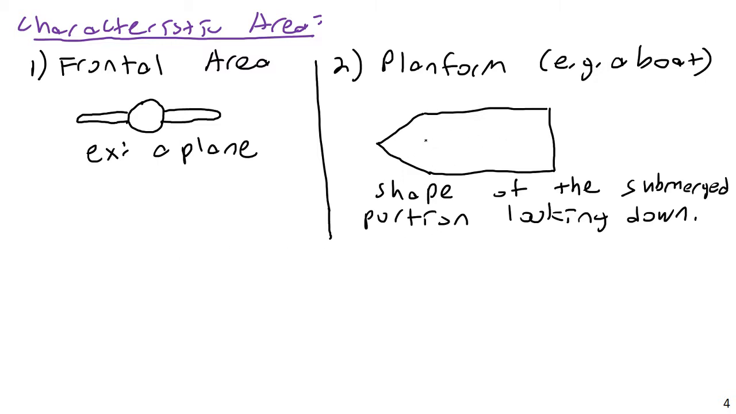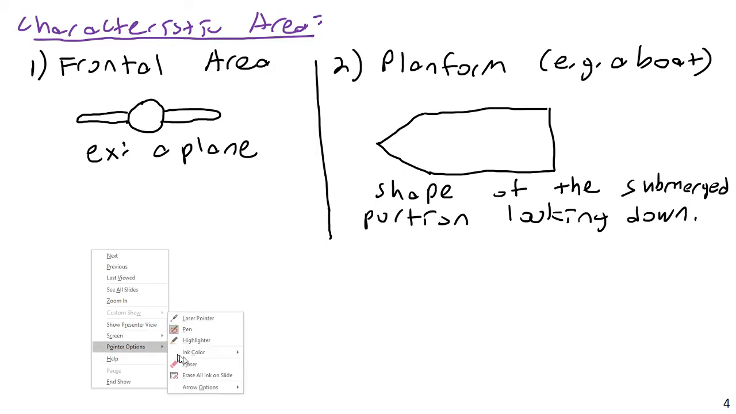But whichever, the key here is that one of these is going to be critical, or possibly a combination of both of them. So you might be able to come up with a system where both of these are significant. In a plane, the frontal area dominates. In something like a ship, the planform area dominates, but it really depends.